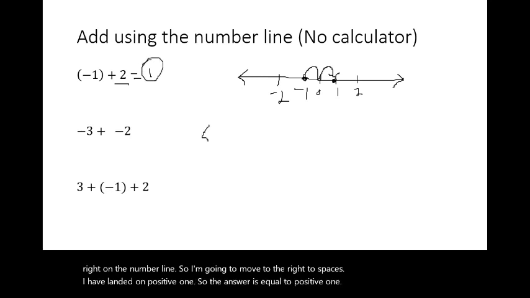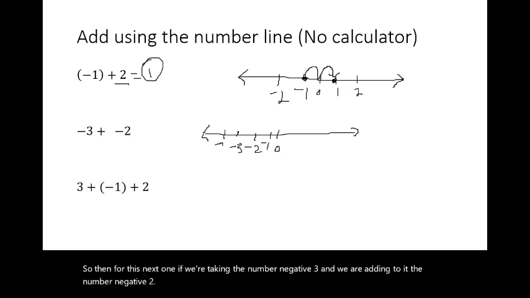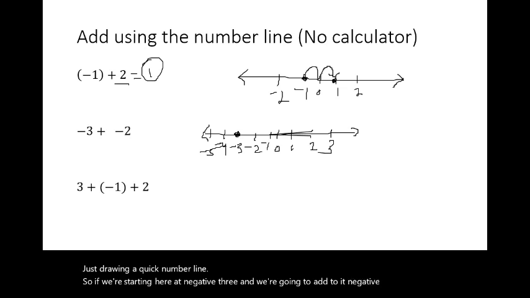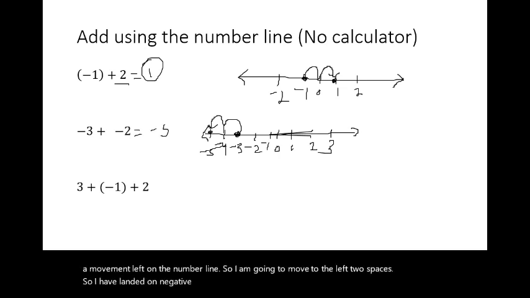So then for this next one, if we're taking the number -3 and we are adding to it the number -2, just drawing a quick number line. So if we are starting here at -3 and we are going to add to it -2, well, negative is a movement left on the number line, so I am going to move to the left 2 spaces. So I have landed on -5, so the answer is equal to -5.